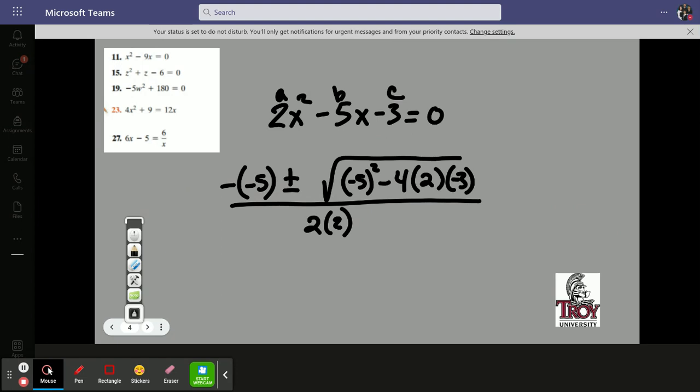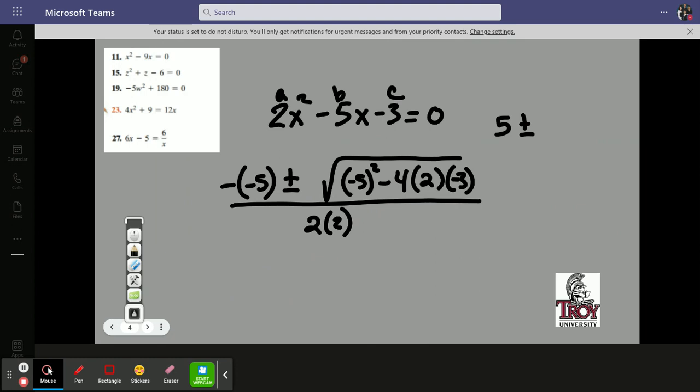What was B? Negative 5, right? So I've got negative, negative 5, plus or minus negative 5 squared, minus the 4. The 4 is going to be there every time, times 2 times negative 3. Now we just got to simplify those numbers. Negative, negative 5 is a positive 5. So that's basically like the key to every problem right there. Yep. It's like a cheat sheet. It tells you exactly what to do.